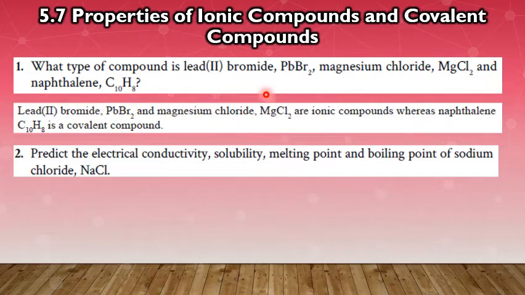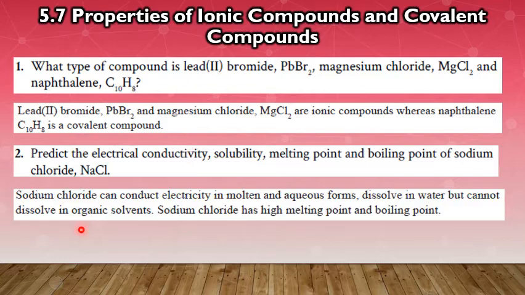The first answer is, lead bromide and magnesium chloride are ionic compounds, whereas naphthalene is a covalent compound. Number 2, sodium chloride can conduct electricity in molten and aqueous forms, dissolves in water but cannot dissolve in organic solvents. Sodium chloride has high melting point and boiling point.